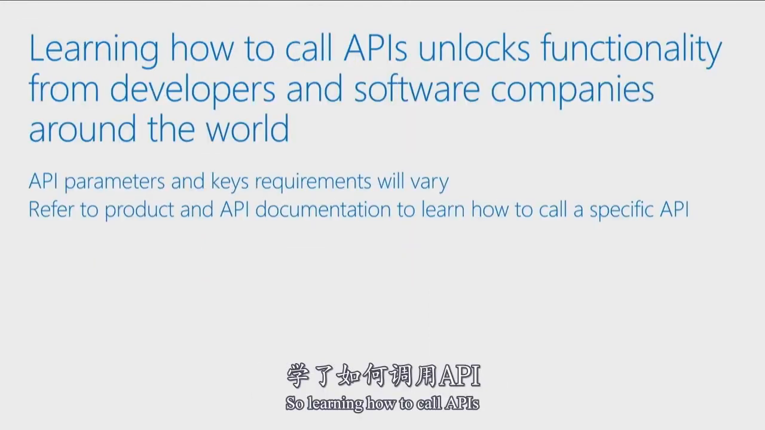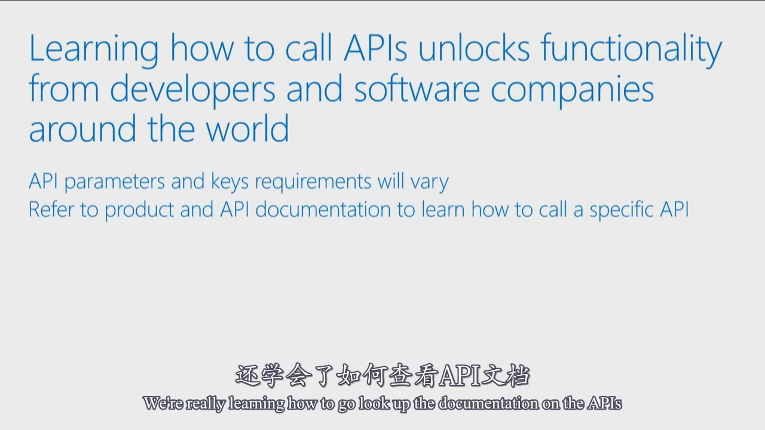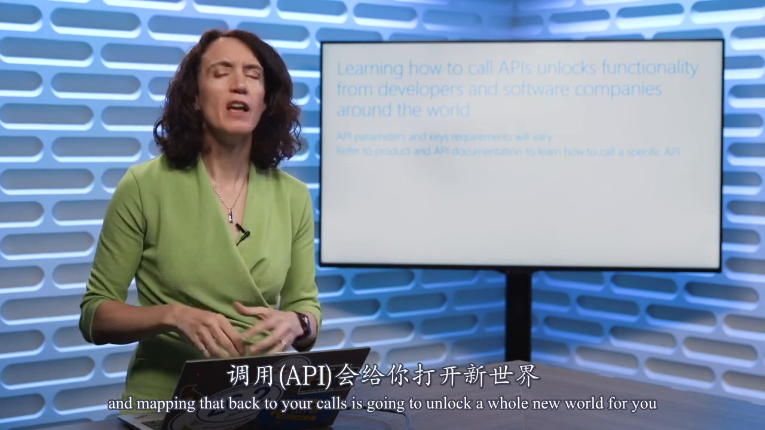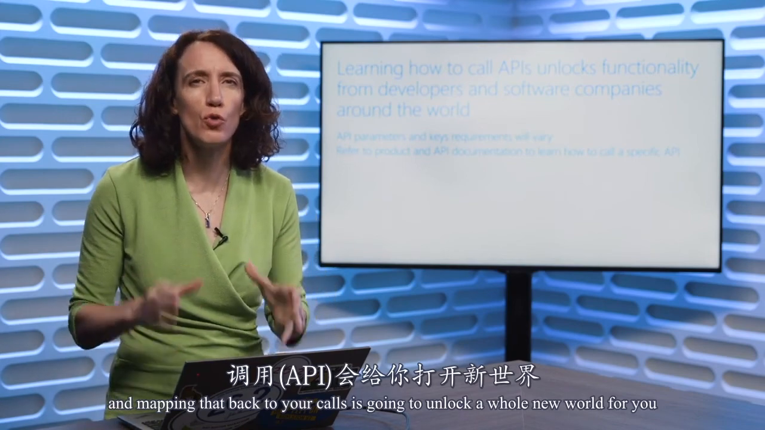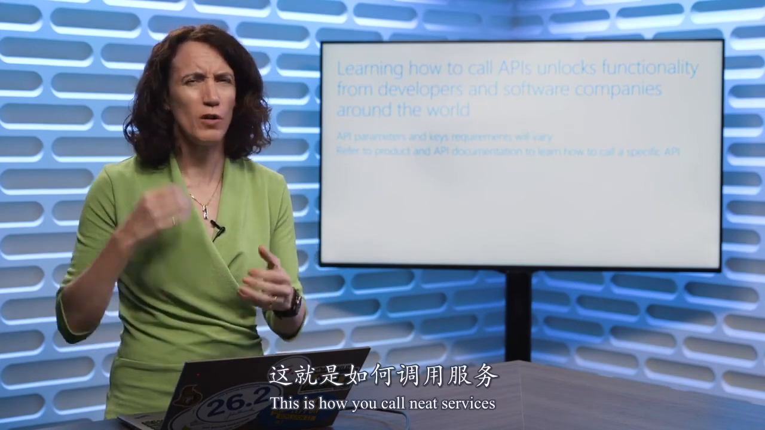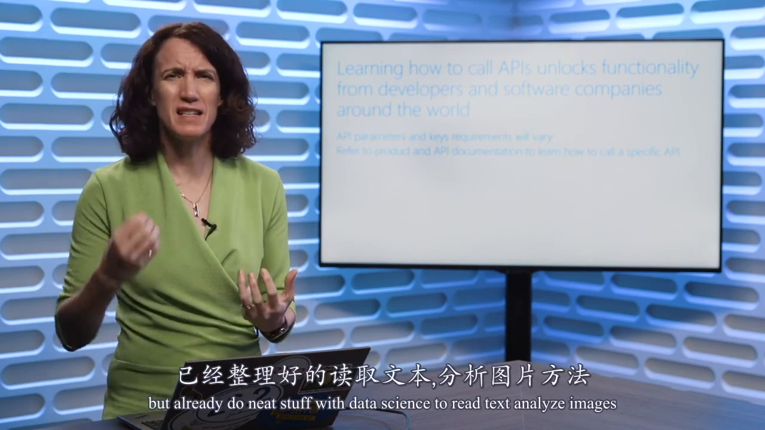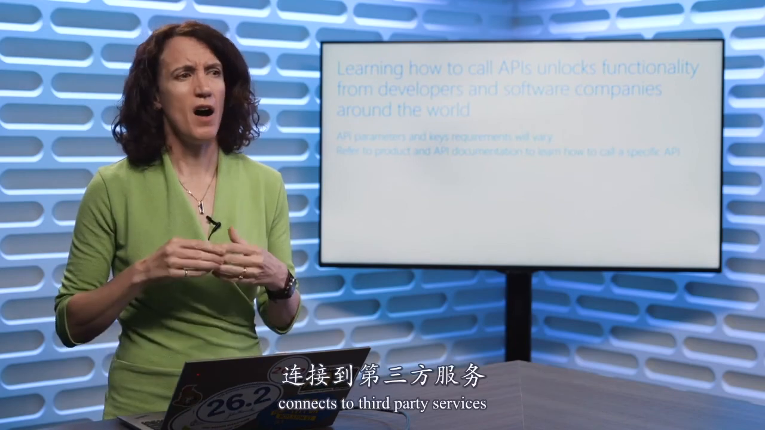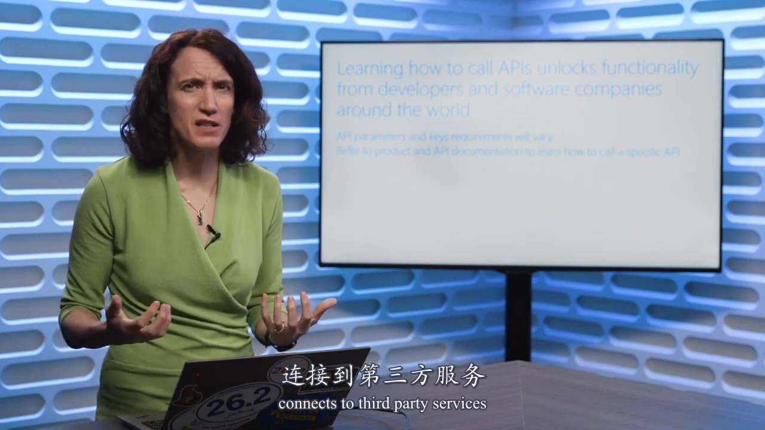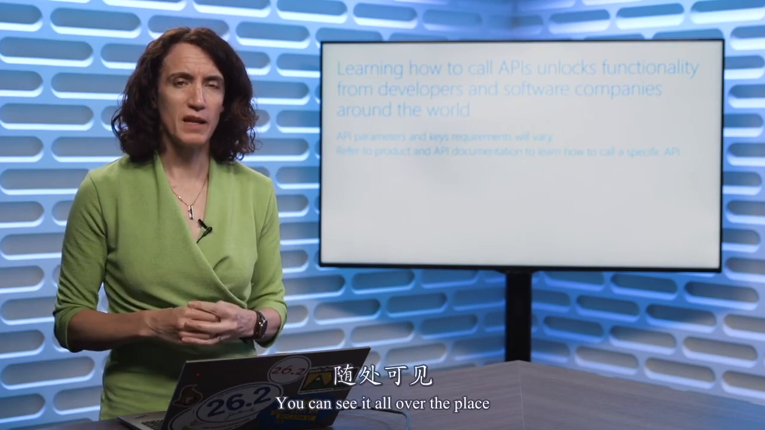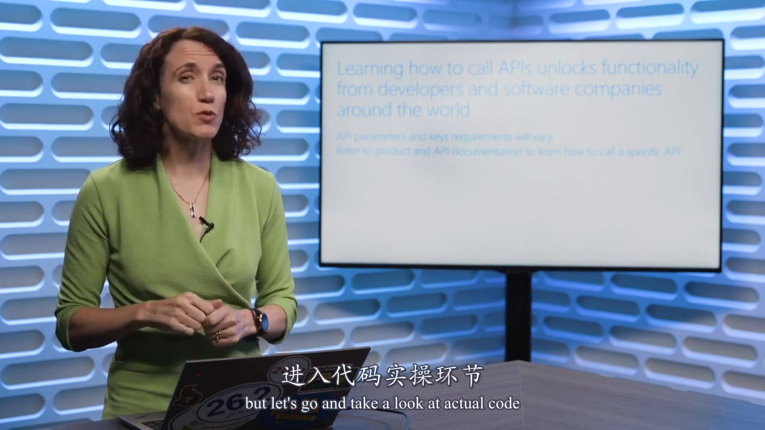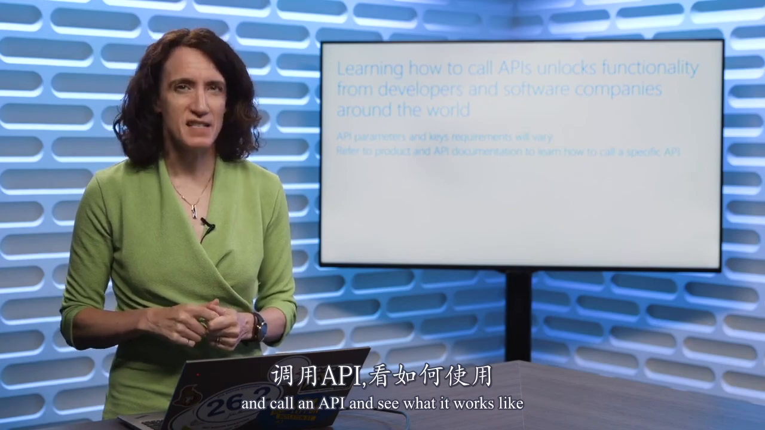So learning how to call APIs, or really learning how to go look up the documentation on the APIs and mapping that back to your calls, is going to unlock a whole new world for you. This is how you call neat services that already do neat stuff with data science to read text, analyze images, connect to third-party services. You're going to see it all over the place. The documentation is key. But let's go and now take a look in actual code and call an API and see how it works.